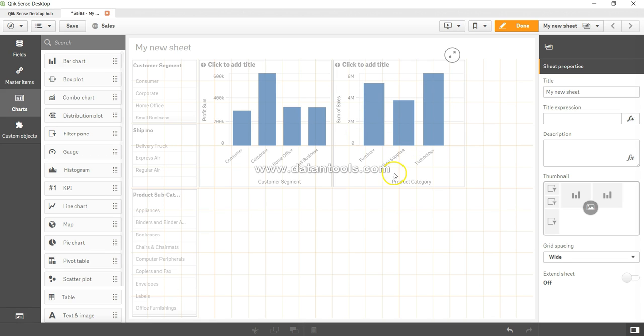So for example, you created here product category. This time you need to create by product subcategory. So apologies if I have said product category earlier. So you need to create a chart by product subcategory and sales.